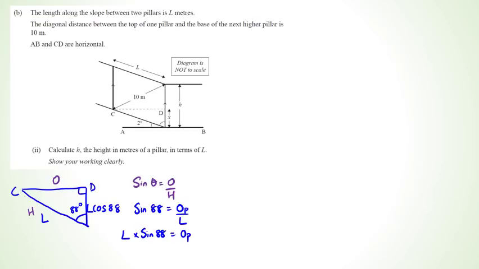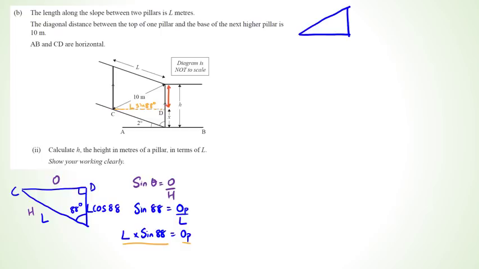So what I've found is the distance, the golden line here, is L times, that's the opposite side, L times sine 88. So I'm just going to write that here. Then I can use Pythagoras to work out what this orange part is. Let me show you how I'm going to work that out.